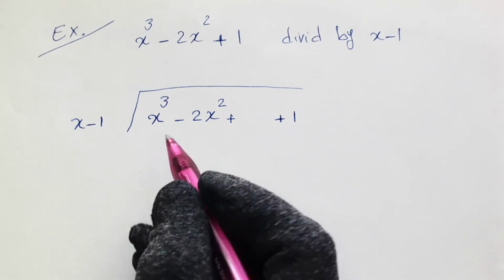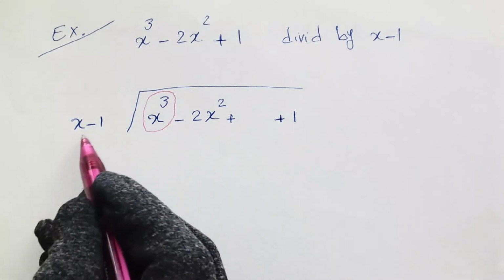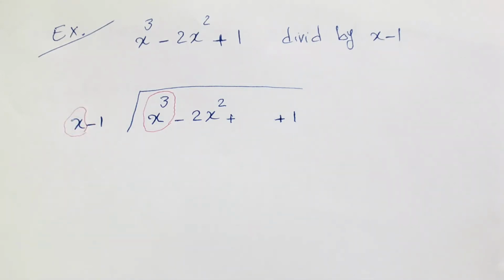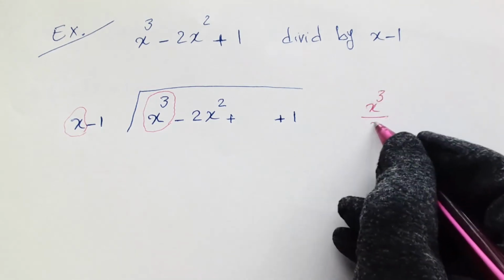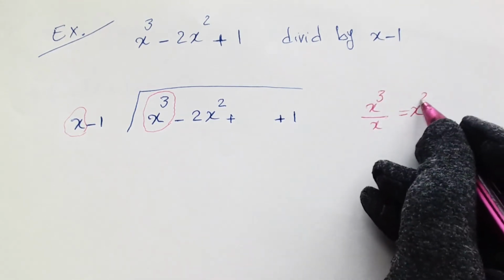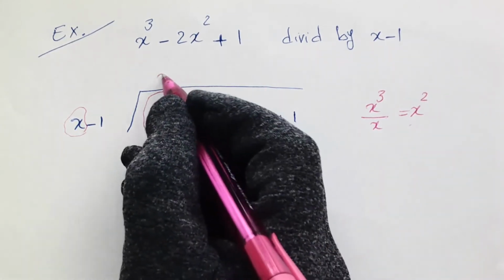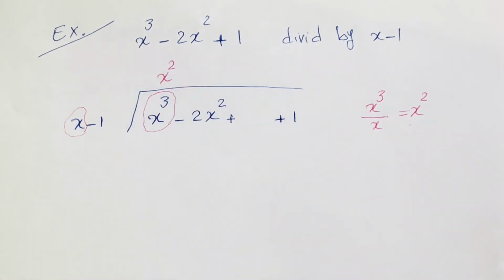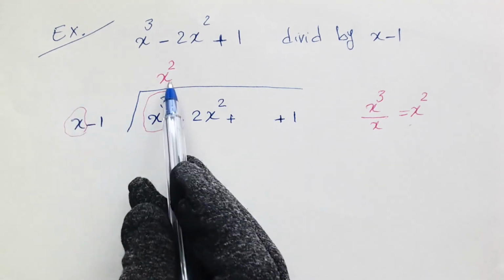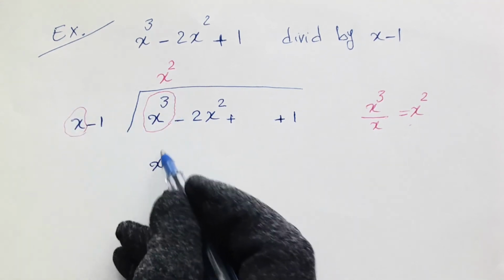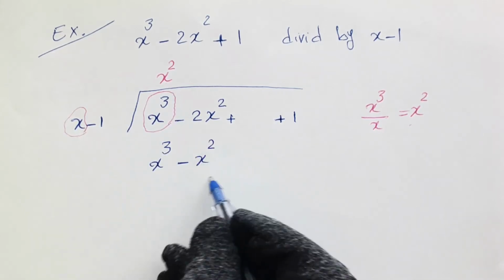First step, divide the leading term of the dividend by the leading term of the divisor. So x cubed divided by x is x squared. This x squared is the first term of the quotient. We write it here, x squared. Now we multiply x squared by the divisor. X squared times x is x cubed. X squared times negative 1 is negative x squared.